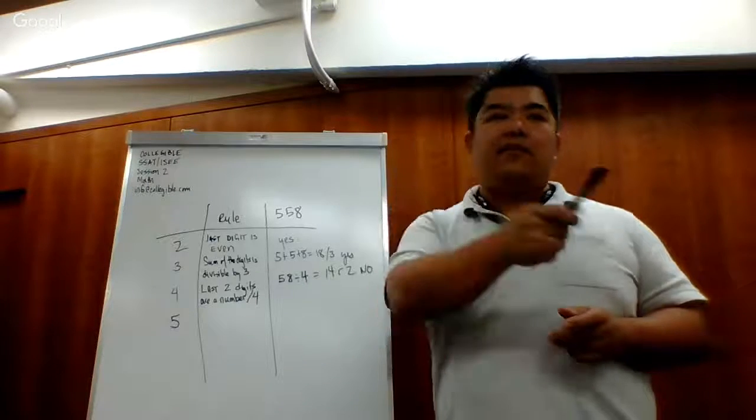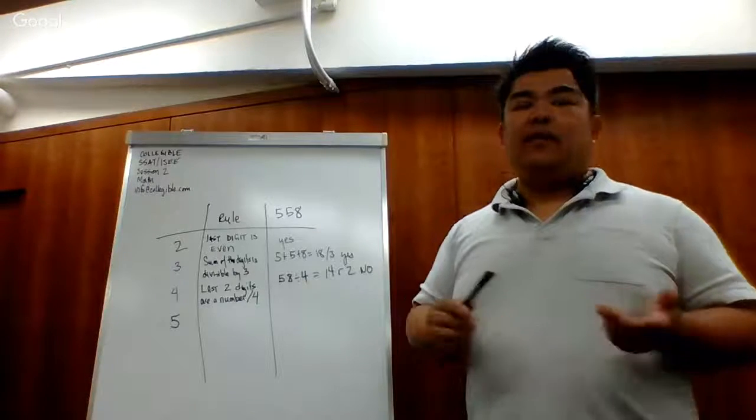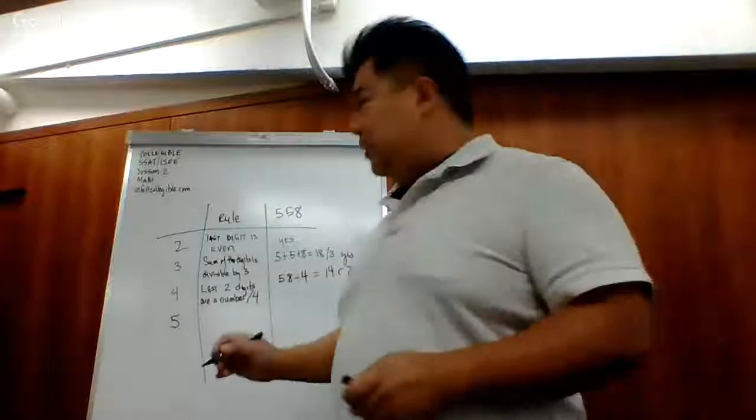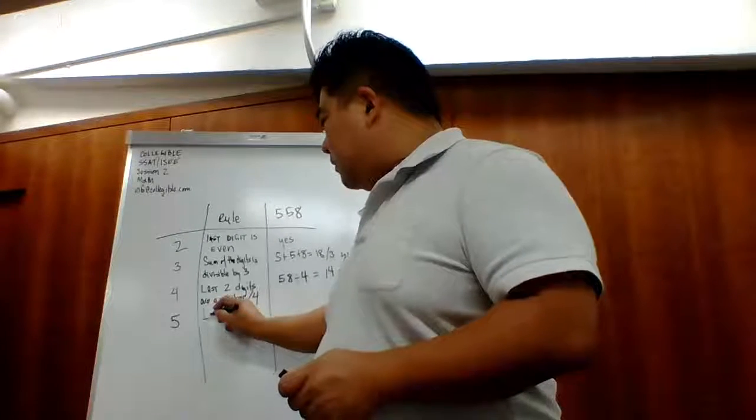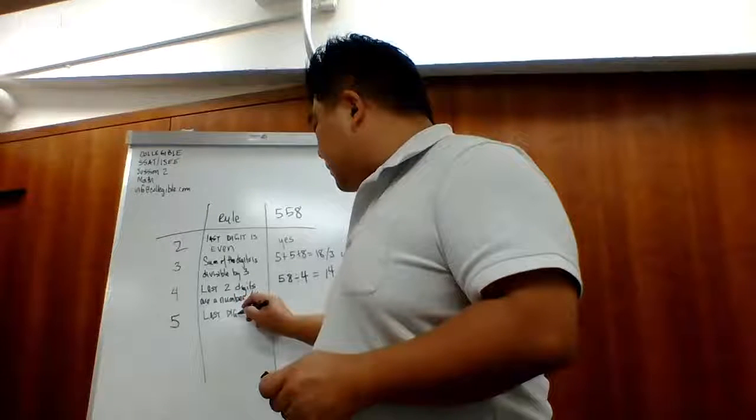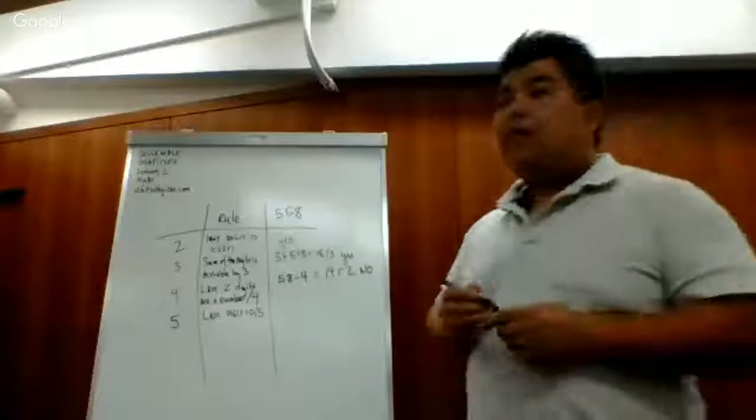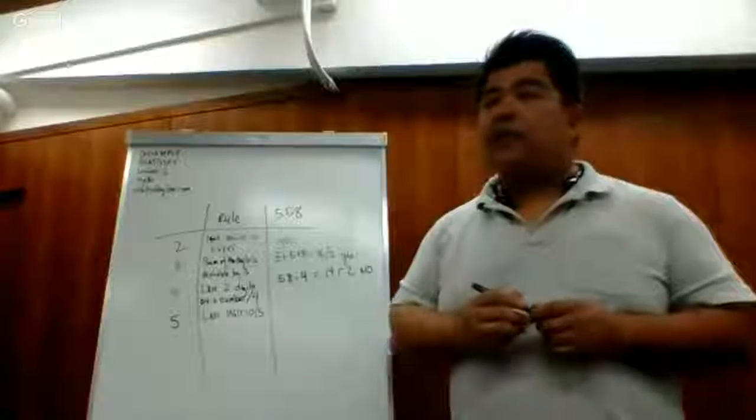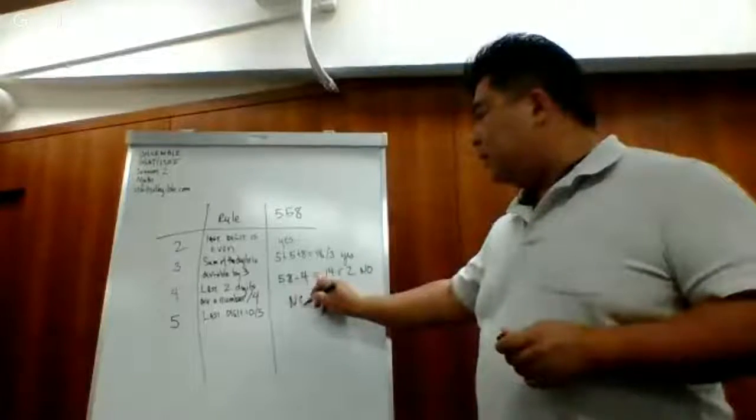Ends in either, Ineza, you had it? 5 or 0. Ends in either 5 or 0. So the last digit is either 5 or 0. So it's either 0 or 5, okay, for the last digit. So this is obviously a no, okay.